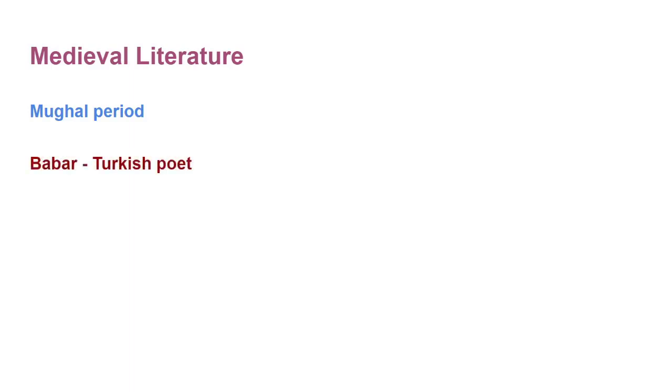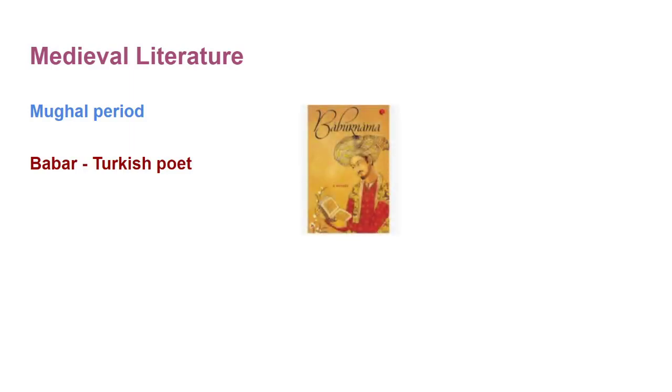Babur, the first Mughal ruler, was one of the pioneers of Turkish poetry and also the author of a very valuable autobiography, Tuzuk-e-Babur, in Turkish, which was later translated into Persian and titled as Baburnama. So Baburnama is the story of Babur. Babur was the founder of Mughal Empire.